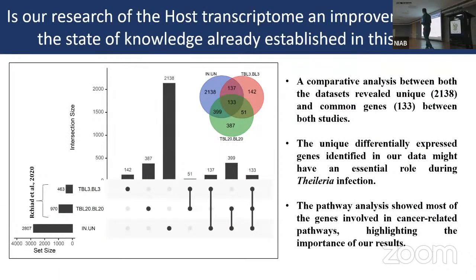Now the question is: is our research on the host transcriptome an improvement upon the state of knowledge that already exists in this area? We want to understand what we are adding, whether it is new or already present in previously published work. For that we took data published in 2020, but they used laboratory-established cell lines, and we compared them. We found that our data set contained around 2,138 unique genes, and we have already done enrichment of our data and found that these are mostly enriched in cancer-like signaling pathways.